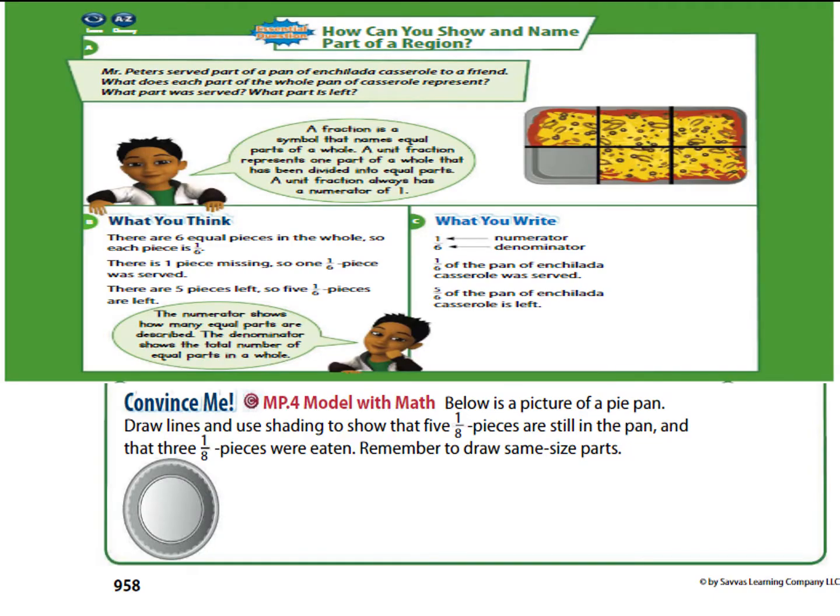Now open page 958 and follow me. My heroes, are you ready? Let's start. Now listen to these notes. A fraction is a symbol that names equal parts of a whole, but a unit fraction represents one part of a whole. Also, a unit fraction always has a numerator of 1, only 1, always 1.